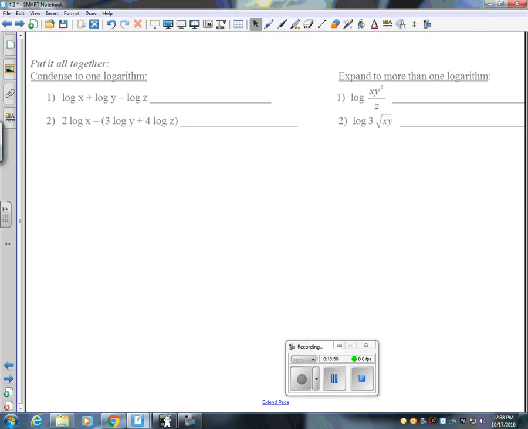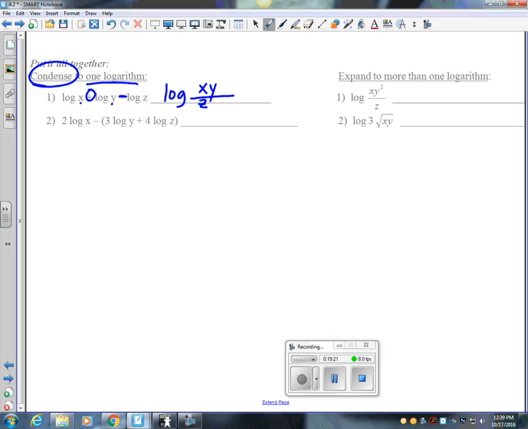All right, last 4 examples. So we are condensing. So that means putting it into 1 log. So I just write the word log. Plus means I'm going to multiply these. So x times y. And then subtraction turns into division, and I have to divide by z.